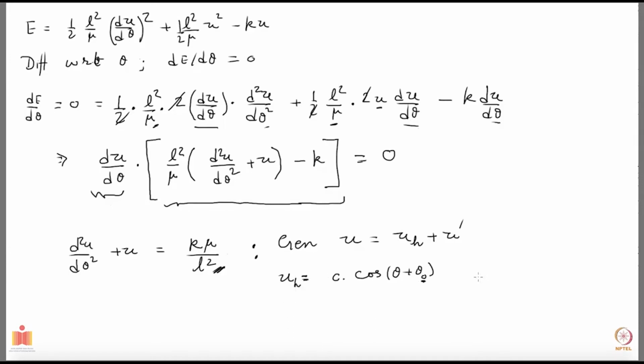And what's your u prime? U prime, the particular solution. So it's clear that u prime is just k mu over L square, right? If you take this thing and put it in your equation, this d2u over d theta square will immediately vanish because u prime is just a constant, and then clearly your u prime is just k mu over L square. Okay, so that's correct. So our general solution u is c some constant plus k mu over L square.